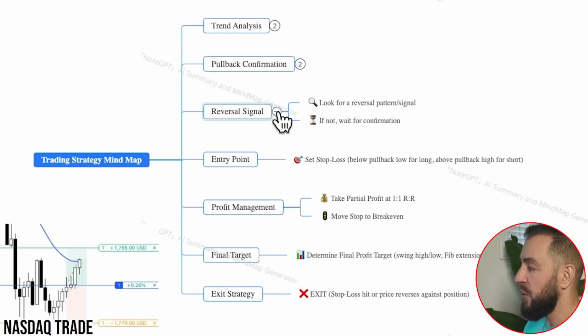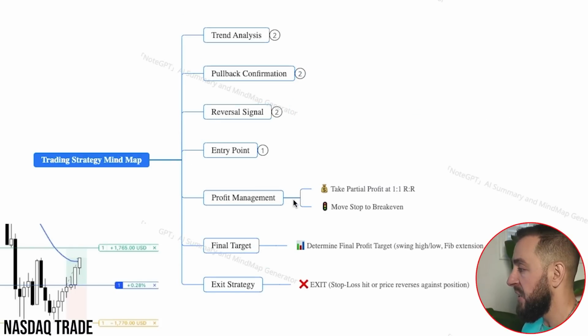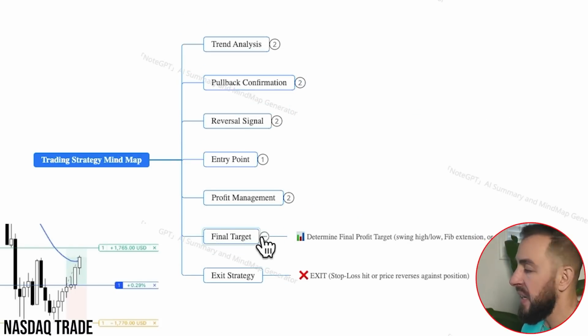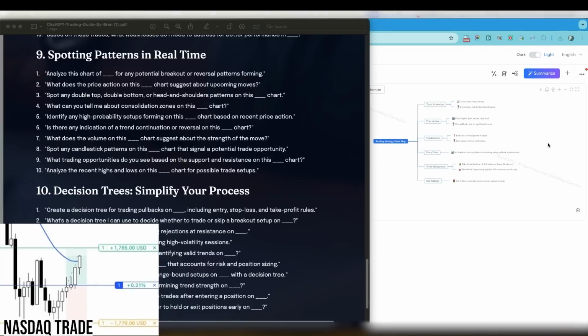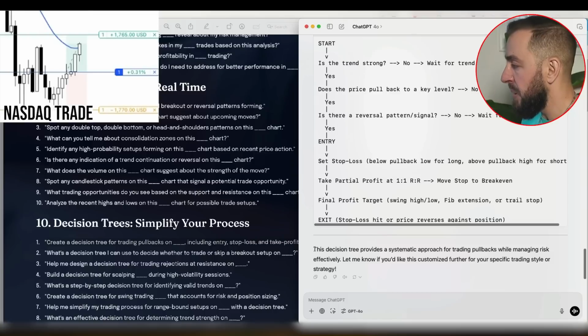Here's what it looks like in visual text. As you can see, it's the same thing, just designed with the arrows, making it clear and easy to read. And then of course you can download it and even print it out if you want. The decision tree provides a systematic approach for trading pullbacks while managing risk effectively. Let me know if you'd like this customized further, so you can continue to work with this and customize it.